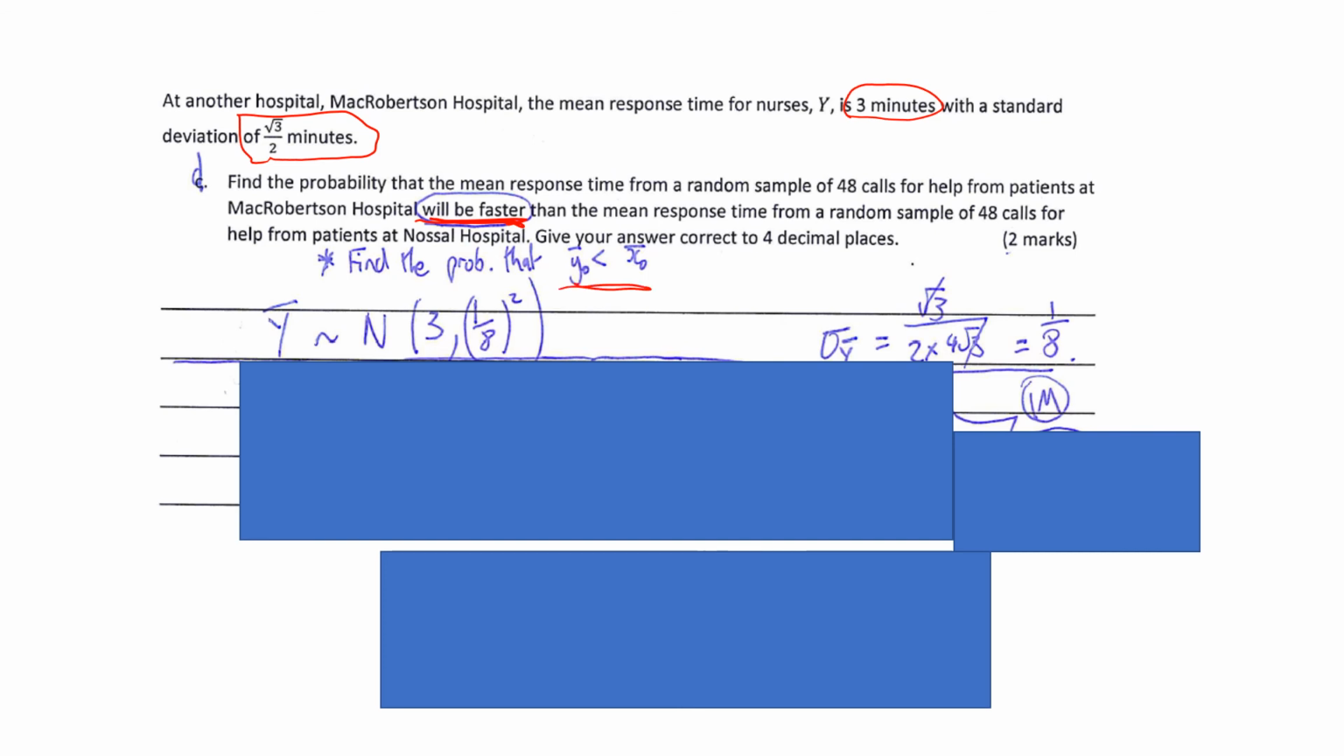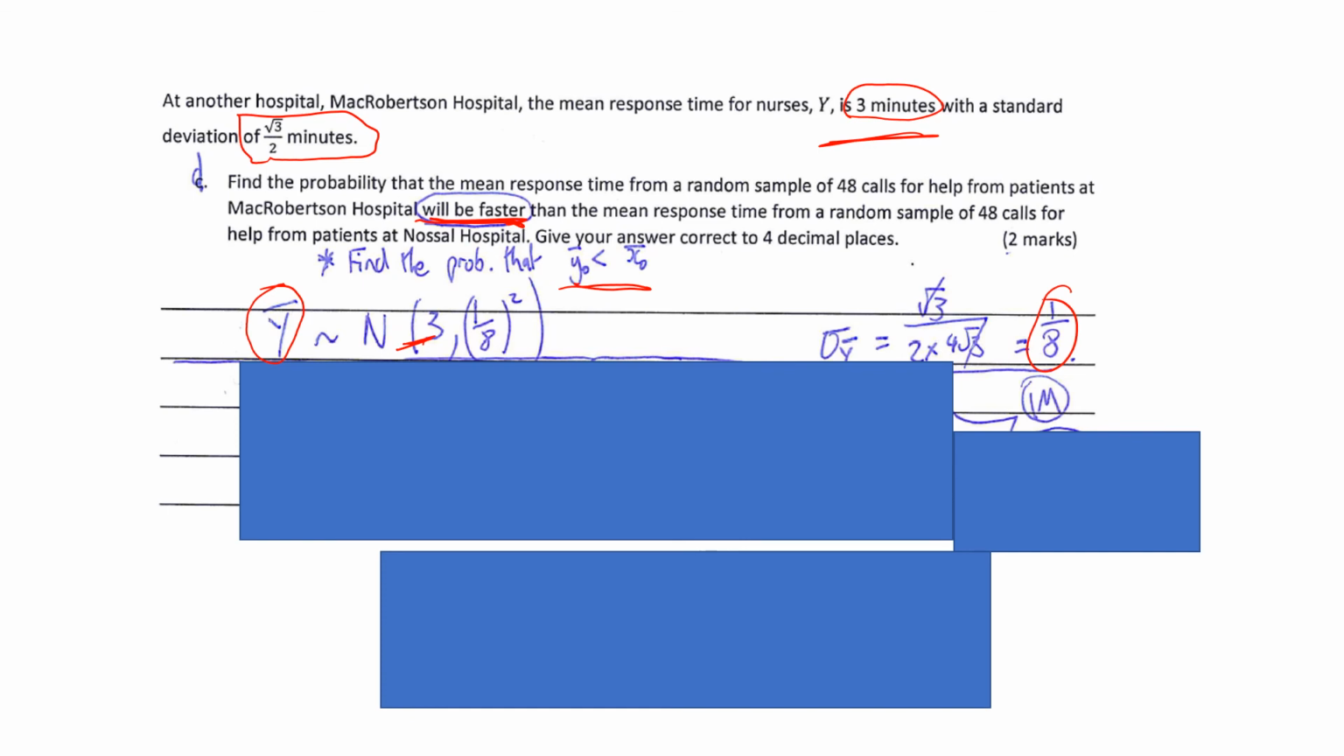So first thing is we need to work out that the sampling distribution for response times at McRobertson's shares the same mean of 3. But of course, the standard deviation is not root 3 on 2, it's root 3 on 2 divided by the square root of 48, which turns out to be 1/8. So here it is: y bar is approximately normal, that's what that notation is quite neatly capturing, with a mean of 3 and a variance of 1/8 squared.